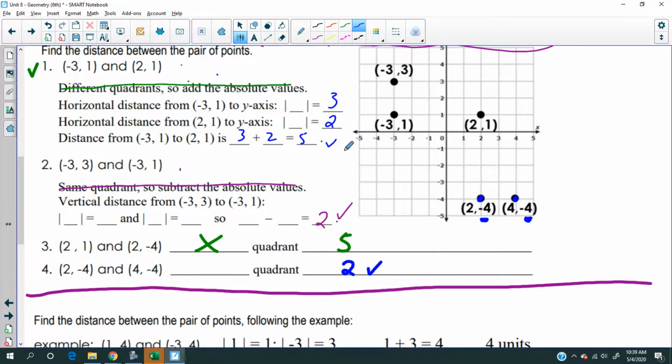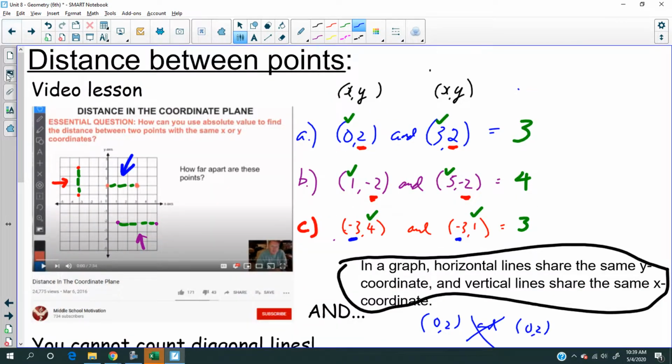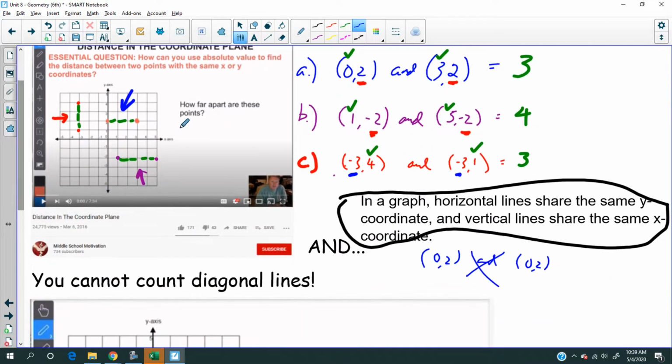So let me recap before we end the day. The first thing I would like you to remember is this. In a graph, the horizontal lines share the same y coordinate. So for the horizontal lines, the first two here share the same y coordinate. This one's 2, this one's 2, this one's negative 2, this one's negative 2. And vertical lines share the same x coordinate. So in the red example here, both x values are negative 3.